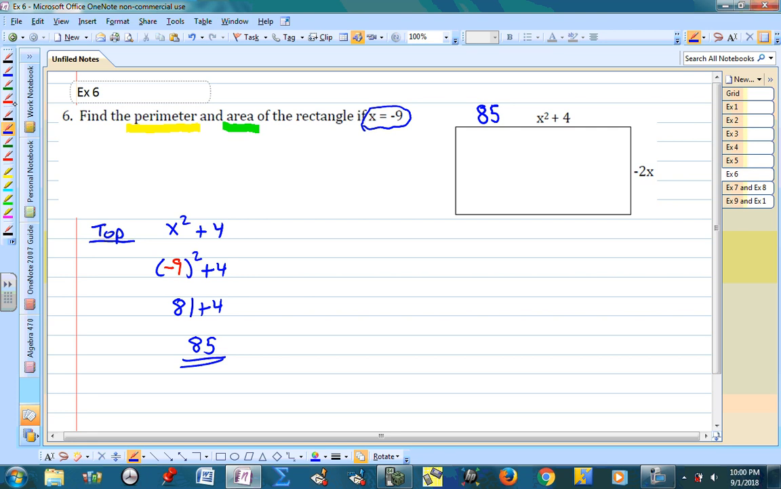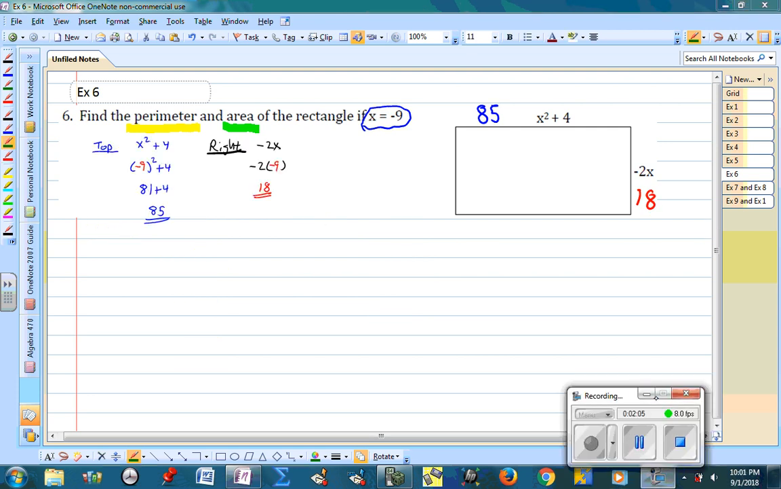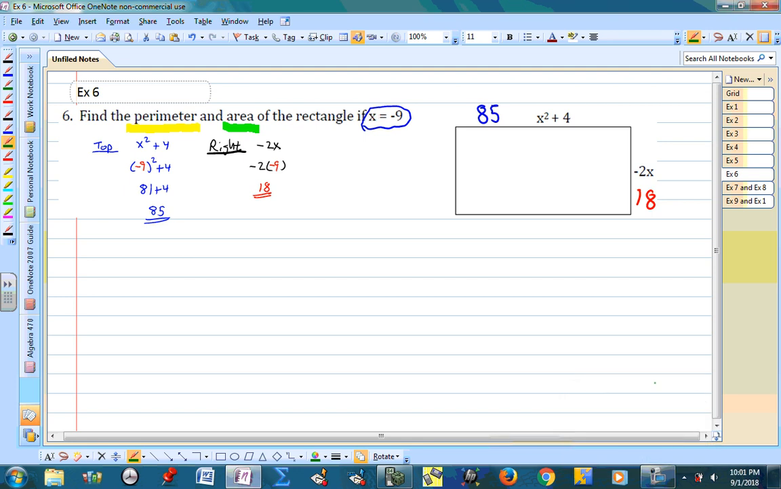Now we'll look at the right side. The right side is -2 times x. So we'll substitute -9 in place of x. So that gives us -2 times -9, which is positive 18. So the right side is positive 18. So remember some properties of a rectangle. If the top side is 85, then the bottom side is 85 also. If the right side is 18, then the left side is 18 also.